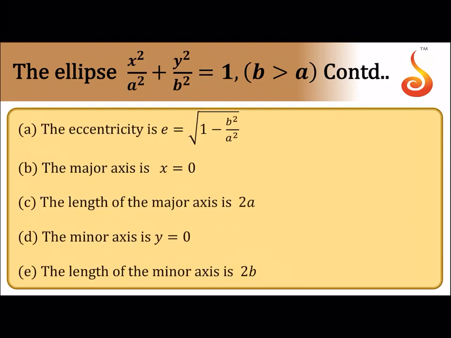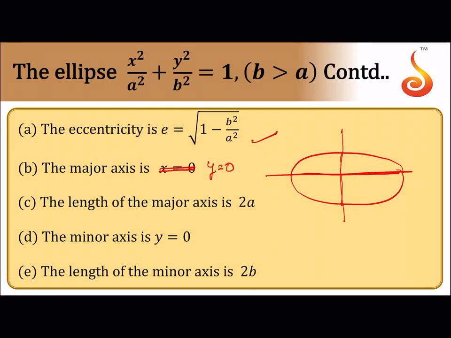So same thing. x square upon a square we already discussed. The major axis is along x, where y is equal to 0, and the minor axis is x equal to 0. The major axis is y is equal to 0.